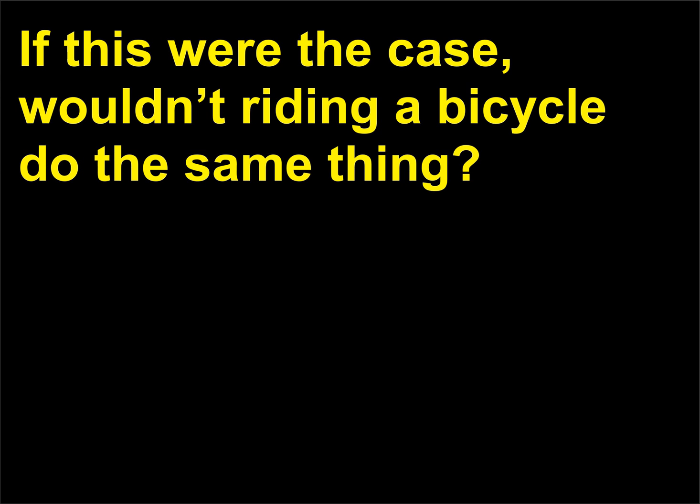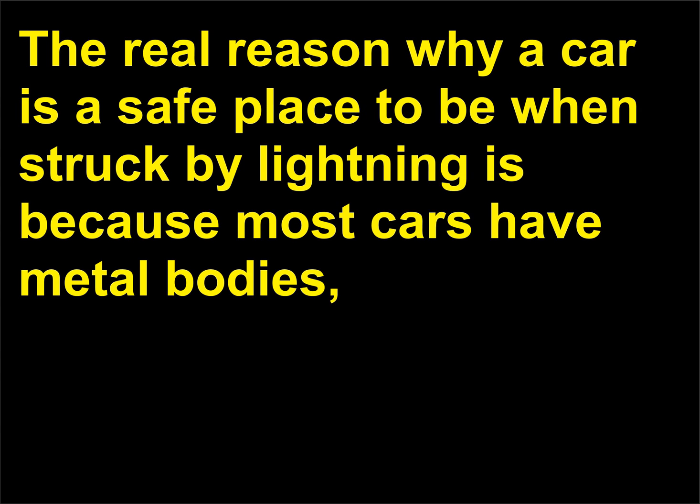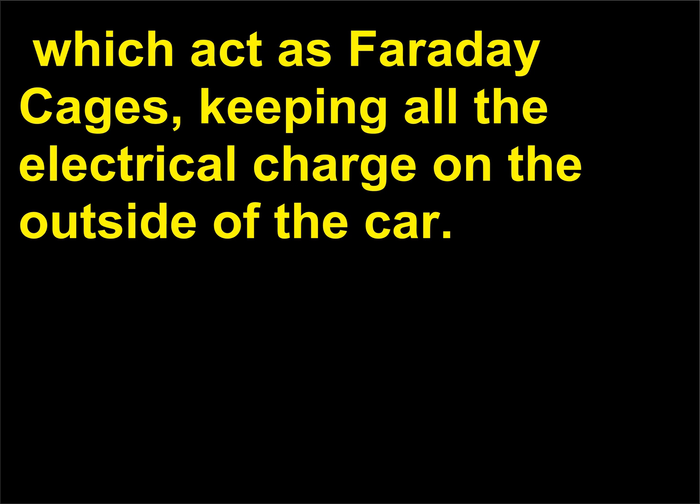If this were the case, wouldn't riding a bicycle do the same thing? The real reason why a car is a safe place to be when struck by lightning is because most cars have metal bodies, which act as Faraday cages, keeping all the electrical charge on the outside of the car.